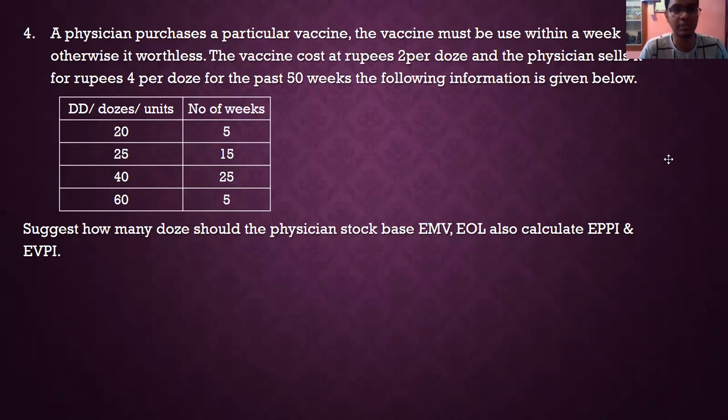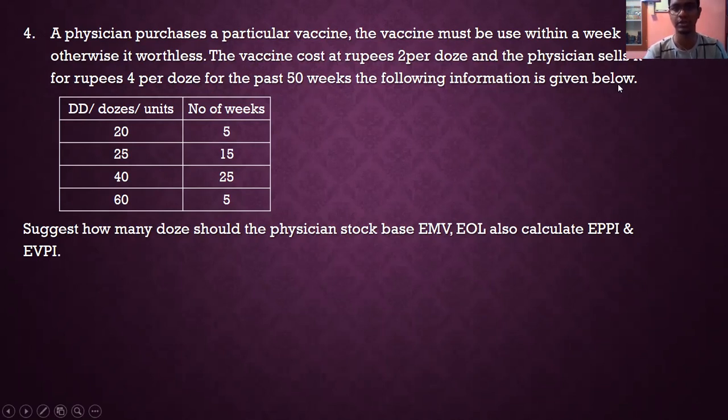Here in this question it says a physician purchased a particular vaccine. The vaccine must be used within a week, otherwise it's worthless. The vaccine costs rupees 2 per dose, and the physician sells it for rupees 4 per dose. So he buys for rupees 2 per dose and sells it for rupees 4 per dose. By selling he makes a profit of rupees 2.